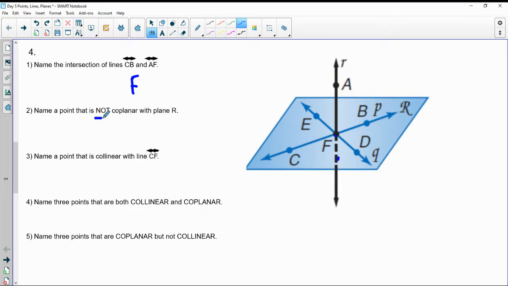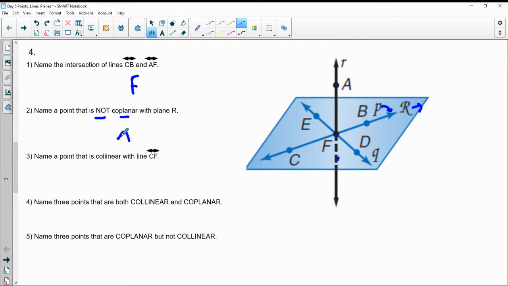Name a point that is not coplanar, so not on the same plane as plane R. Now notice R is in the corner here, so that goes with the plane. The P goes with the arrow, so this is line P. So we're talking about plane R. We want a point that is not on plane R. The only point not on plane R is A. So that's kind of out in space. If you want to think of it like the blue plane is a piece of paper and the black line is a pencil going up and down, the pencil is only touching the piece of paper in one spot.